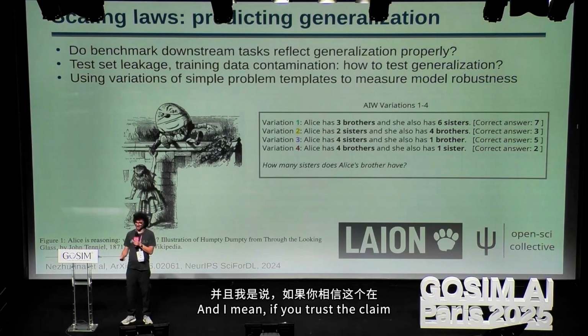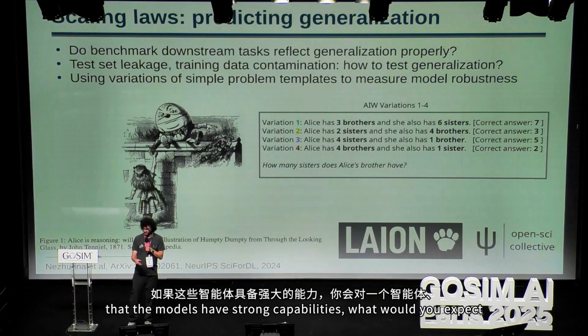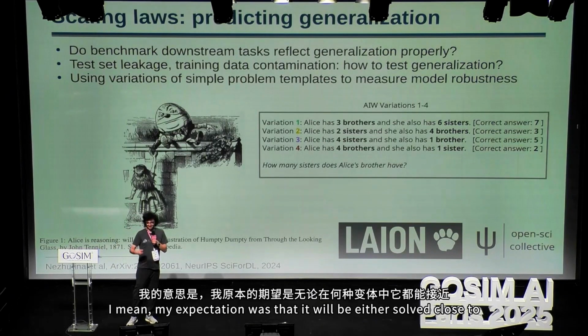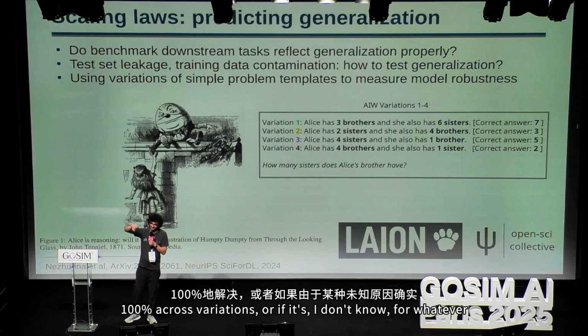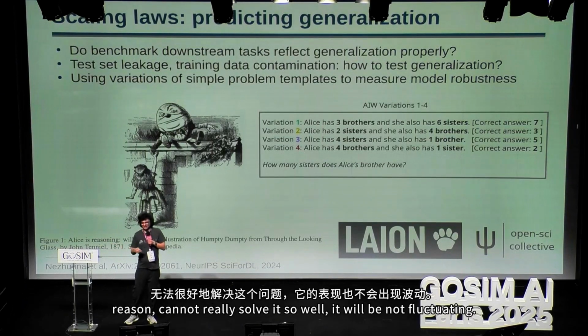And if you trust the claim that is propagated by these high scores on standardized benchmarks, that the models have strong capabilities, what would you expect from a frontier model confronted with variations of this problem? My expectation was that it will be either solved close to 100% across variations, or if, for whatever reason, it cannot really solve it so well, the results will not be fluctuating.